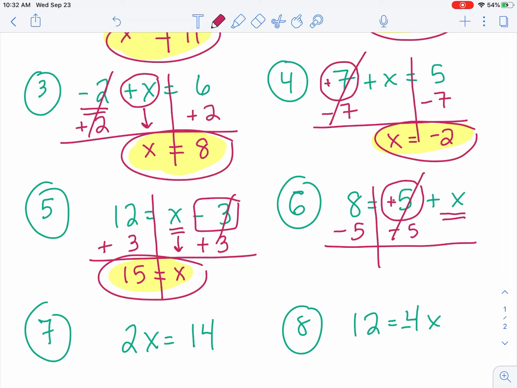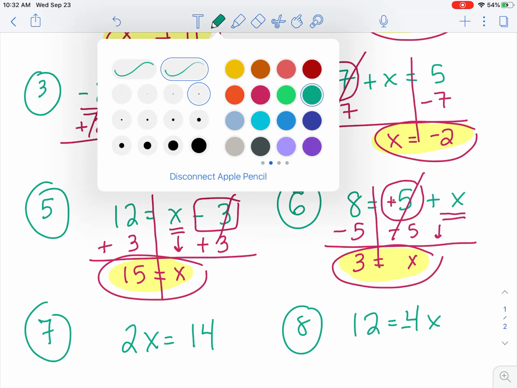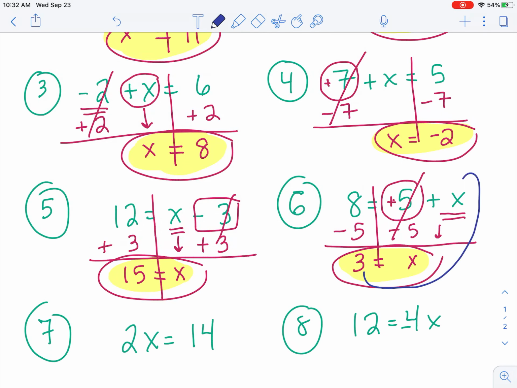It'll cancel out. Bring down my x. 8 minus 5 gives me 3. And that's my final answer. And then again, check your work. If I plug back in a 3, that would make sense, right? If I took that 3 and plugged it back in up here, 3 plus 5, that would equal 8. So it does work. So you want to double check your work, all right? And if you get an answer that doesn't work, it means you made a mistake.